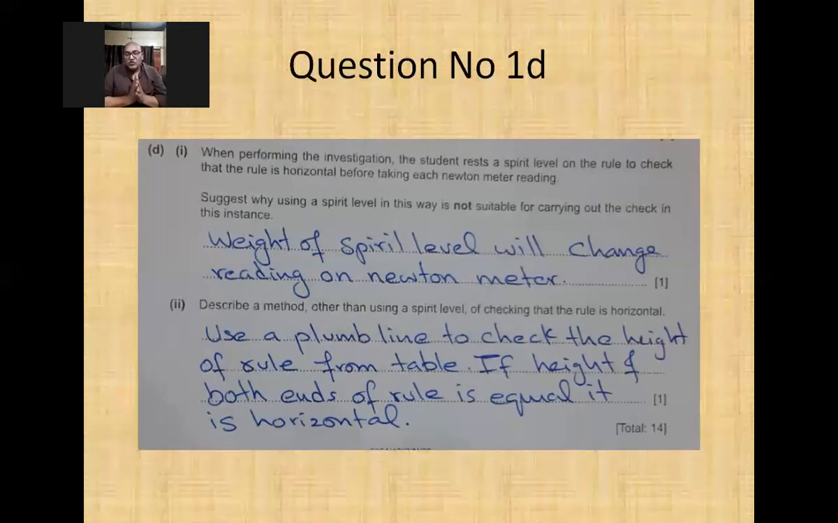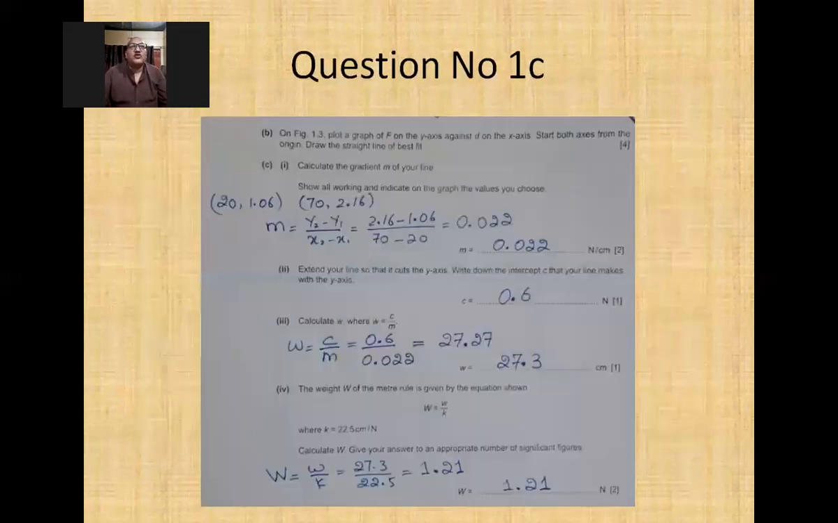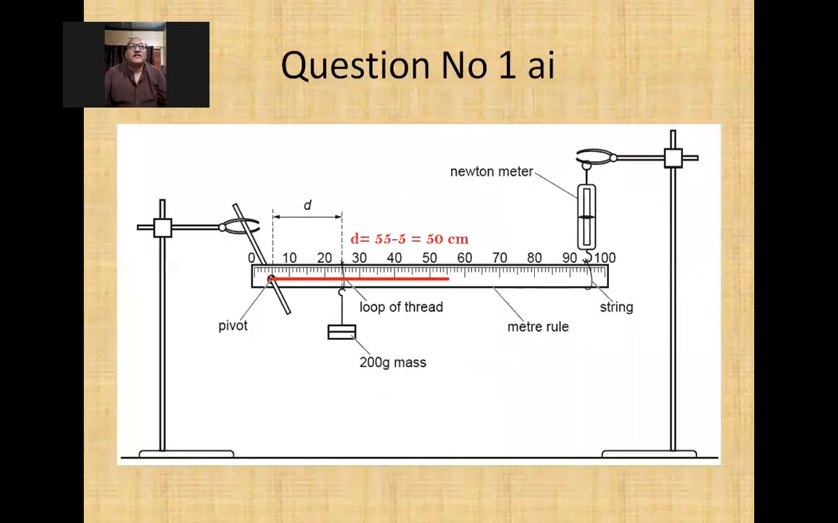So we can use a plumb line. Let me show you how. I will take a plumb line. A plumb line is basically a thread, and at the end of the thread we have a metal ball. I will hang it here, and I will check how much is the length of that thread from this point to this. The bob will be here.